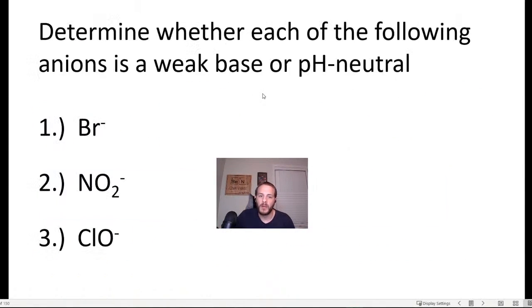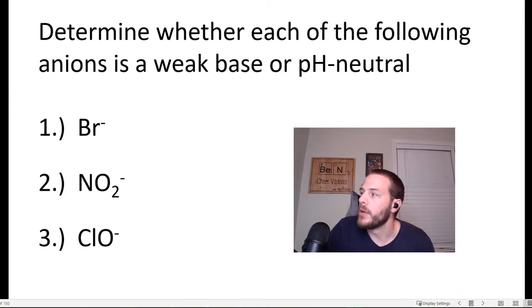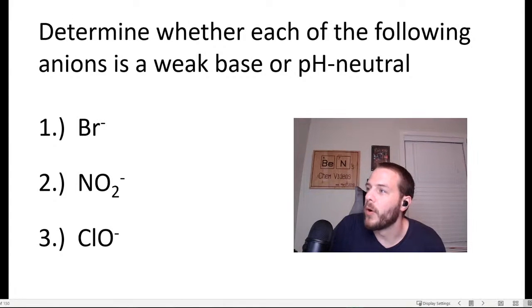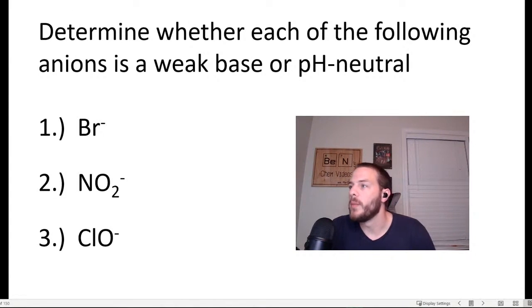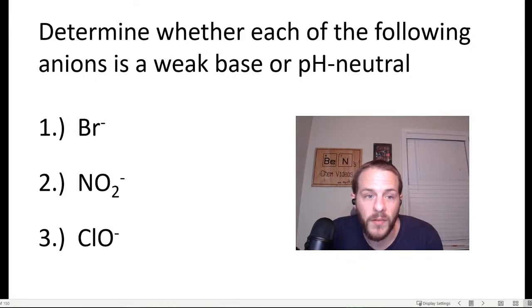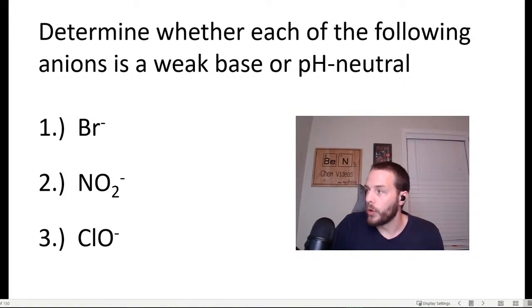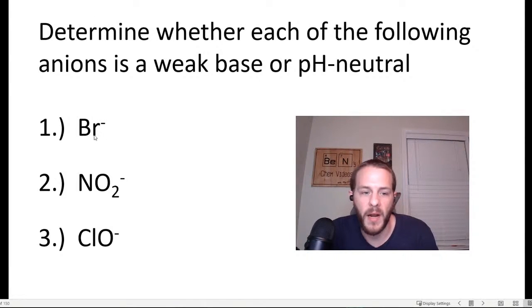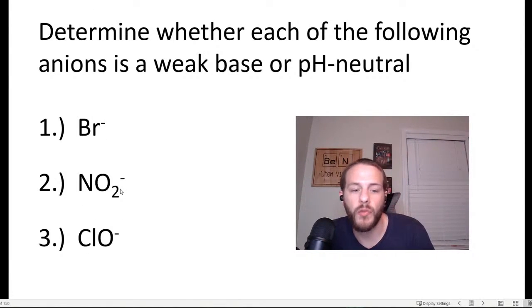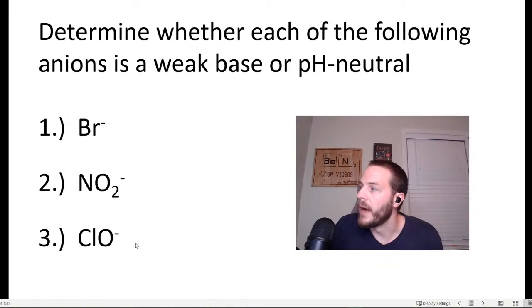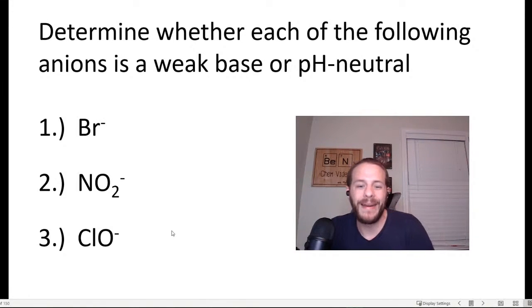All right, so we're going to move on to this slide here. This is just a couple of problems that we're going to look at, or you can consider it like a three-part problem. So this says to determine whether each of the following anions is a weak base or pH neutral. We have Br-, that's the bromide ion. We have NO2-, that's the nitrite ion. And then ClO-, that's the hypochlorite ion.